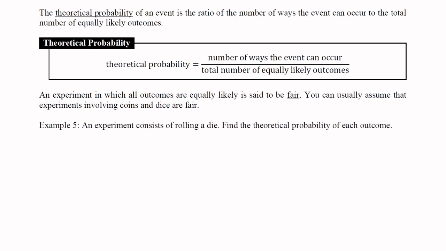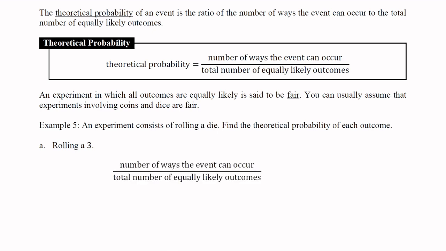An experiment consists of rolling a die. Find the theoretical probability of each outcome. So for rolling a 3, we know that one side of the die is a 3. So there's one way that event can occur, and there are 6 likely outcomes on a die because there are 6 sides with 6 numbers. So our chances are 1 out of 6, or 0.167, or 16.7%.